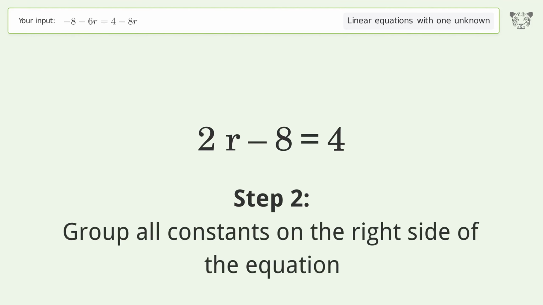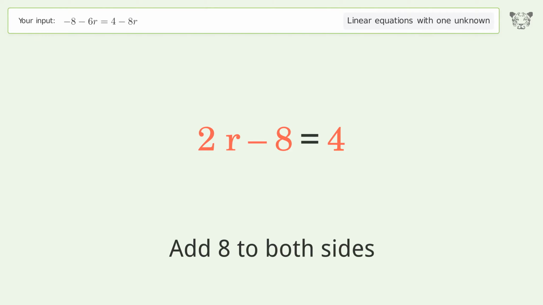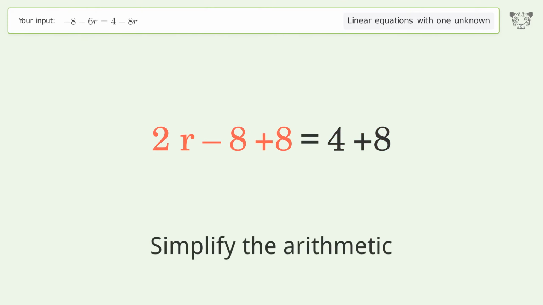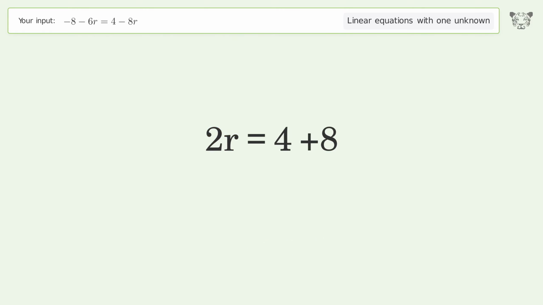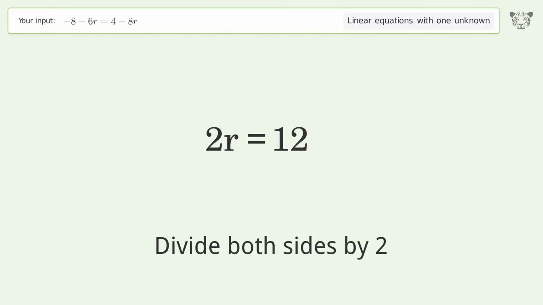Group all constants on the right side of the equation. Add 8 to both sides. Simplify the arithmetic. Isolate the r. Divide both sides by 2.